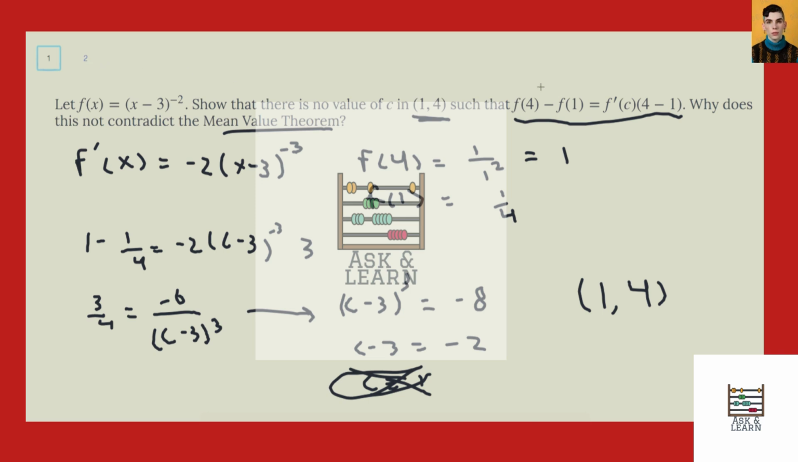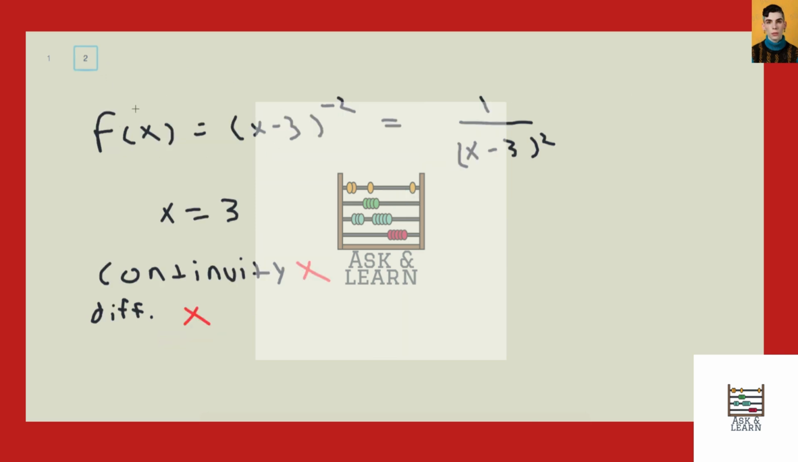And that explains why this does not contradict the mean value theorem, because the function doesn't even satisfy the conditions for the mean value theorem. So that's why it's really important to check whether the function even passes the conditions first before you even solve the problem.